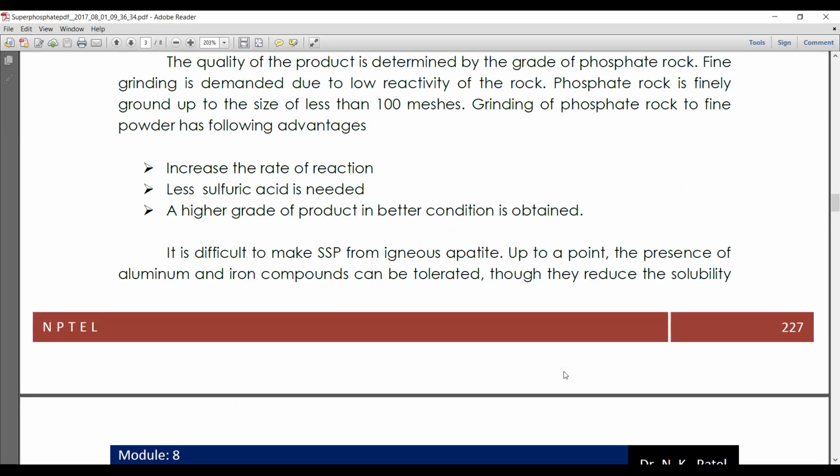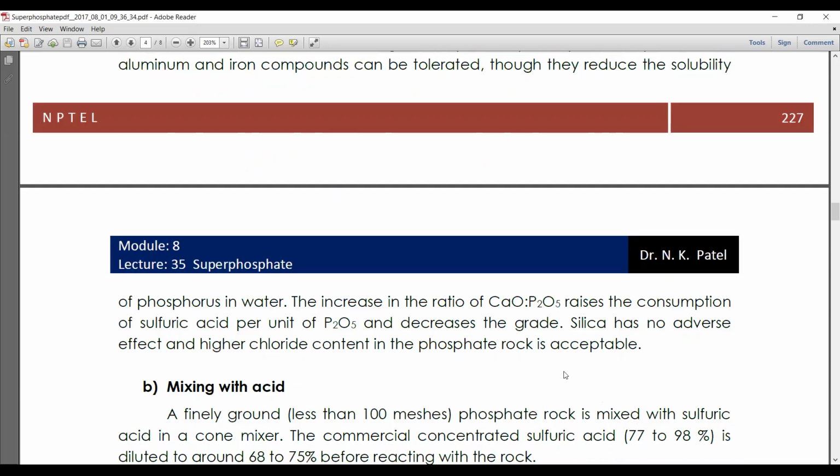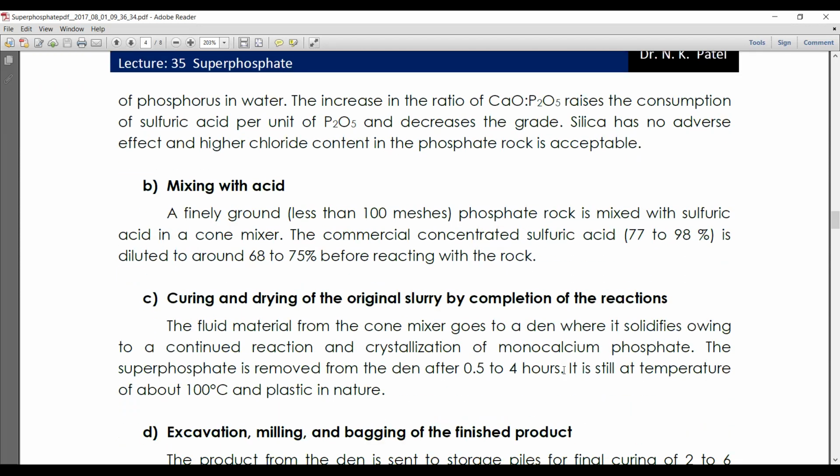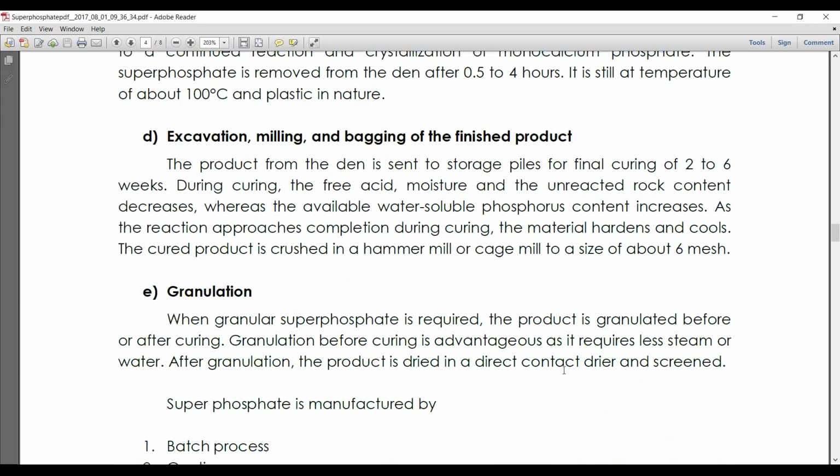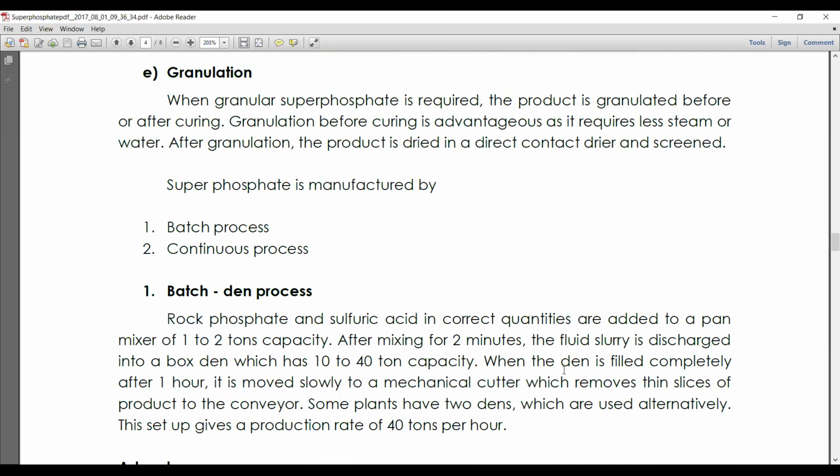Then first you go with the preparation of the phosphate rock, then mixing with acid, then curing and drying of original slurry by completion of the reaction, then excavation, milling, and bagging of the finished product, followed by granulation. So these are the steps in the process of manufacture of superphosphate. And superphosphate is manufactured by two different processes.